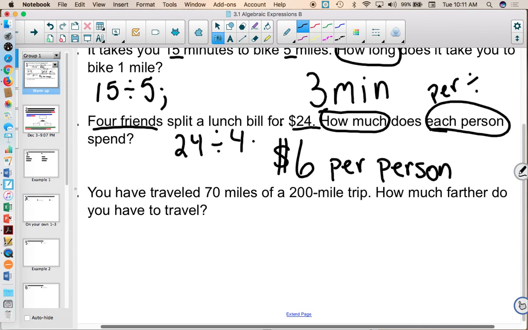Okay? All right. You have traveled 70 miles for a 200-mile trip. How much farther do you have to travel? Would you choose somebody that hasn't been to the board and let them go do the circling and the underlining? Chance. Okay, Chance. Get the marker from me.